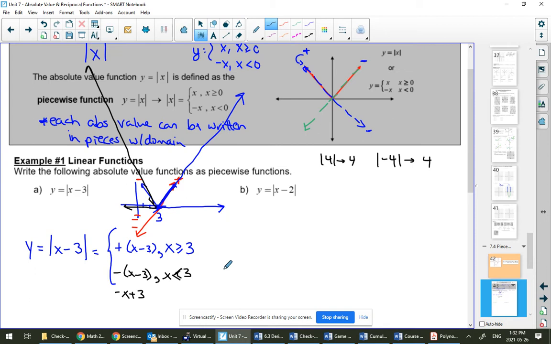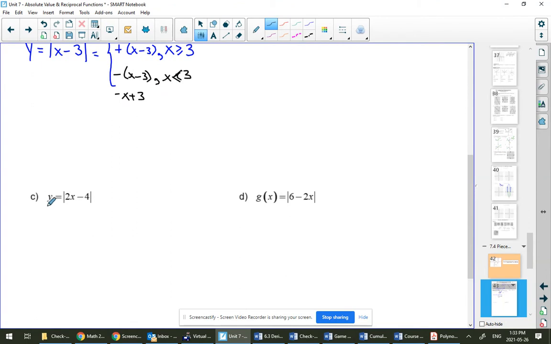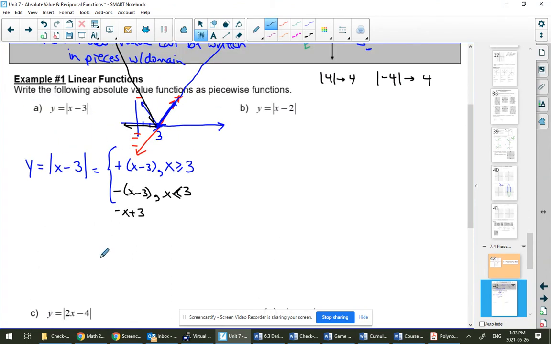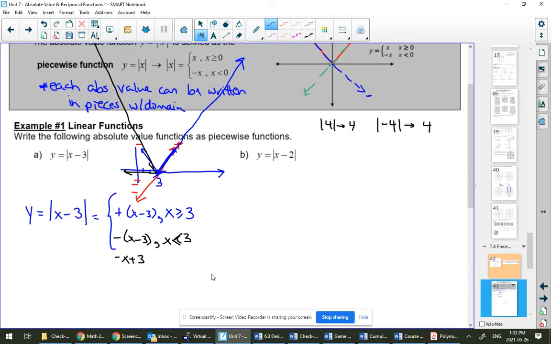All right, do you guys want to try writing one on your own? Okay, so let's maybe skip this next one, it's the same type of question, and let's go right to yours, which is different. We just have 2x minus 4. All right, let's go to the 2x minus 4. I want you guys to try writing the 2x minus 4.